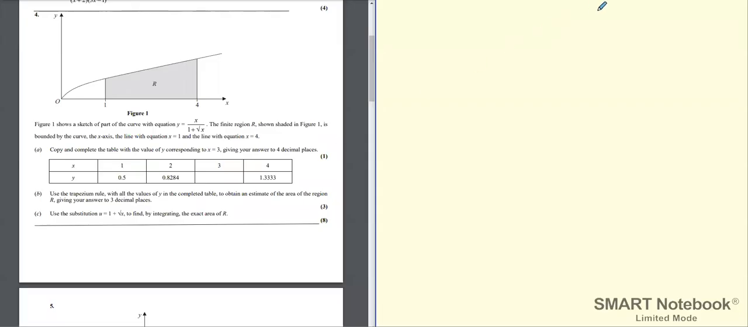Okay, so let's have a look at number 4 now. It says figure 1 shows a sketch of the part of the curved equation given to us. We can see the finite region shaded in, and we know the upper limit and the lower limit. It says copy and complete the table with the value of y corresponding to x equals 3, giving your answer to 4 decimal places.